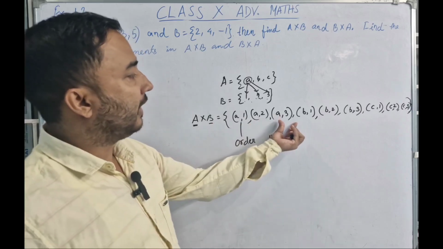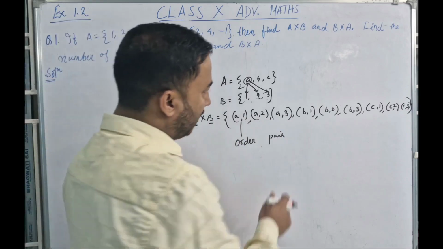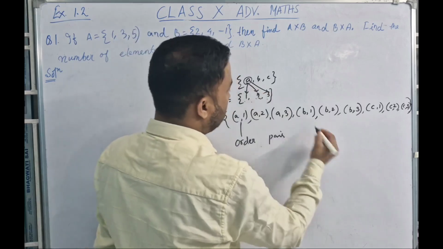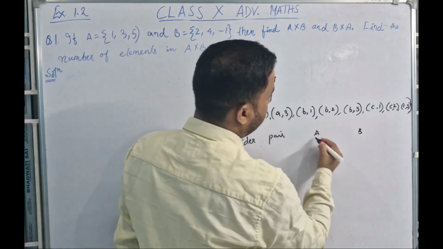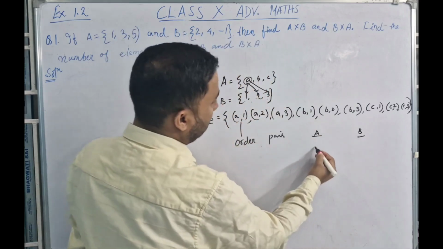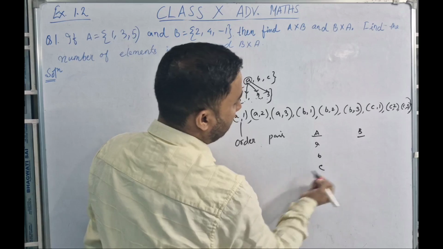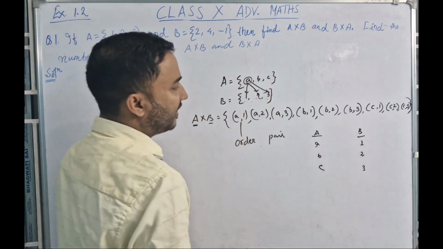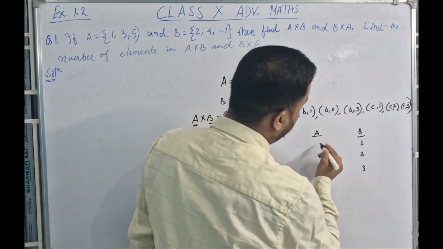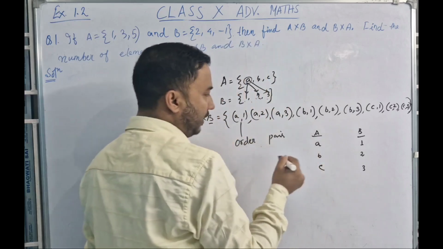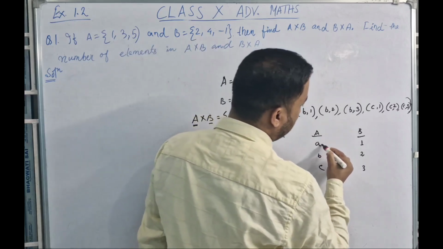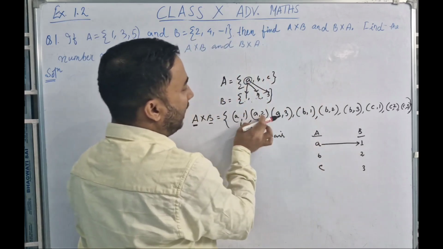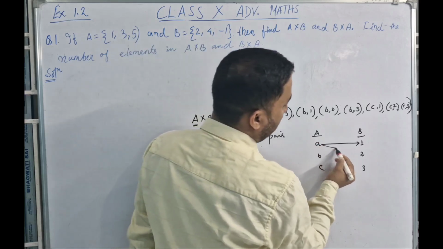The same thing we can get from the arrow diagram. So how do we draw the arrow diagram? First you write the sets A and B, and their elements: a, b and c, and the elements of the set B are 1, 2 and 3. Now from this a, we have to draw arrows to all the elements of the set B, because we get (a, 1), (a, 2), (a, 3) in this way.